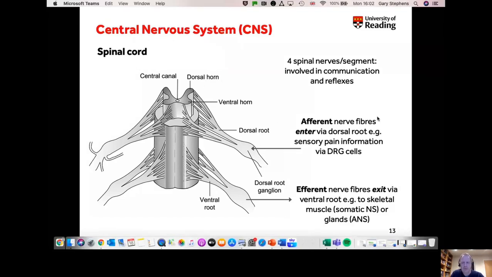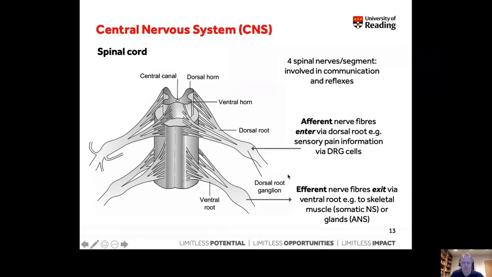Conversely, efferent fibers are ones that come out of the central nervous system to the periphery. So efferent fibers exit, this time via the ventral horn and via these ventral roots. And this is important in information to things like the somatic nervous system and the autonomic nervous system, which we'll cover in some of the later screencasts.